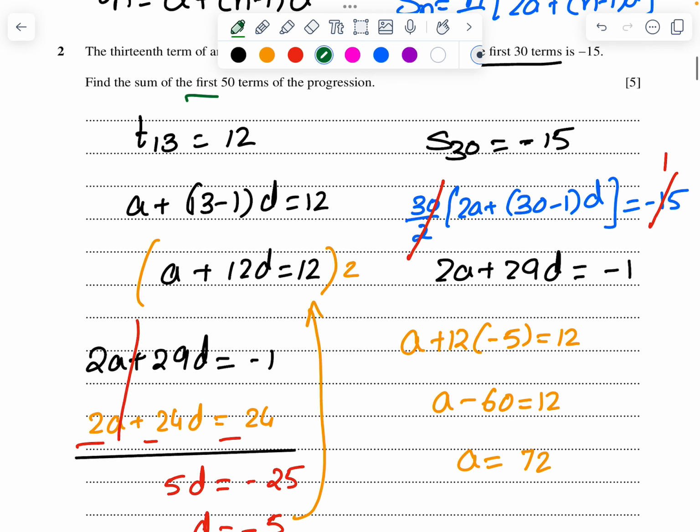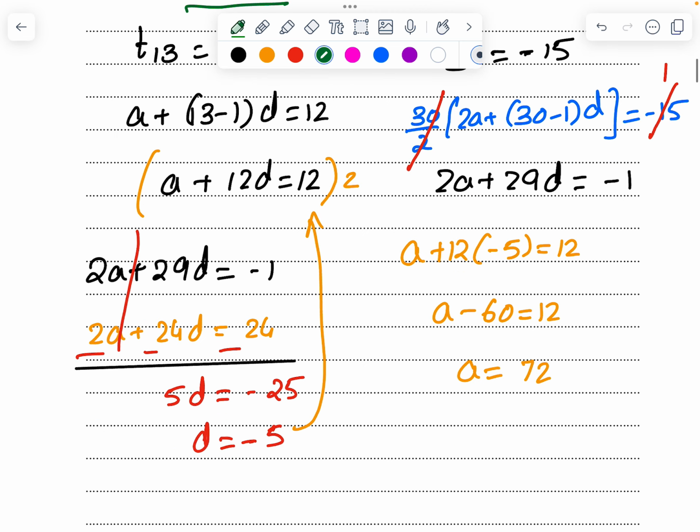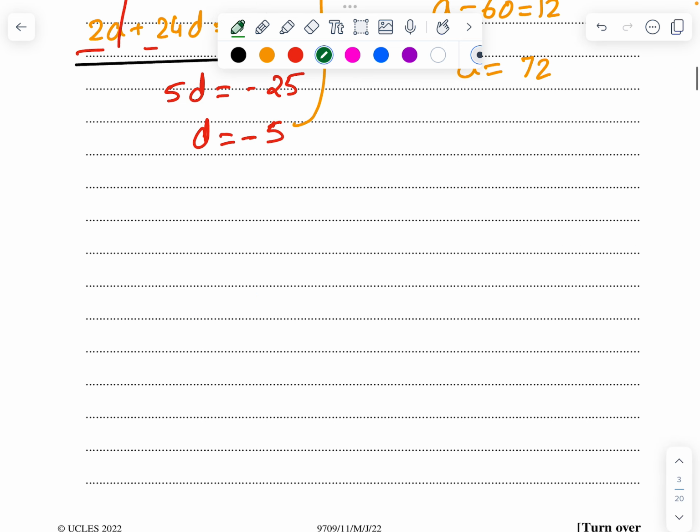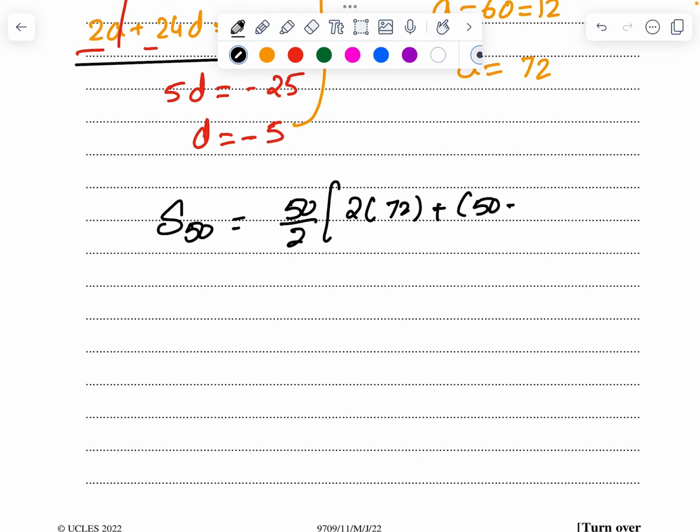But what has been asked? Find the sum of the first 50 terms. He is asking for S50. So S50 equals 50 by 2 times (2a plus (50 minus 1) times d). So this gives me negative 25, 25.